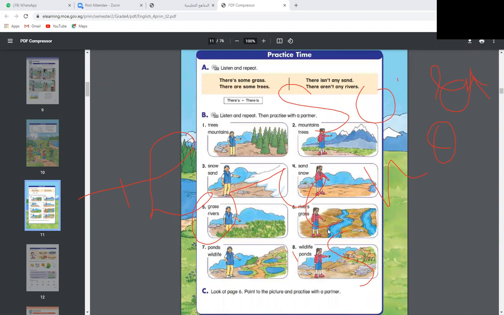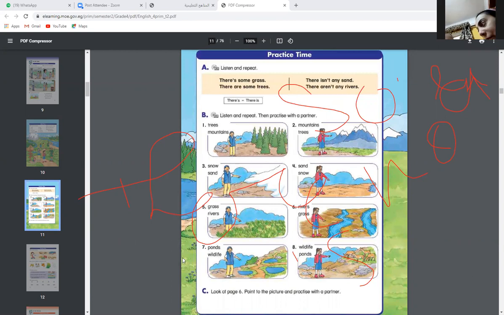There isn't any grass. I use there isn't because grass is uncountable. There isn't any because I use any in the negative sentences. There isn't any grass. Seven, there are some bonbons. There are some, I can count the bonbons, okay? There are some, 1, 2, 3 bonbons. Wildlife is uncountable. There isn't any wildlife, okay?